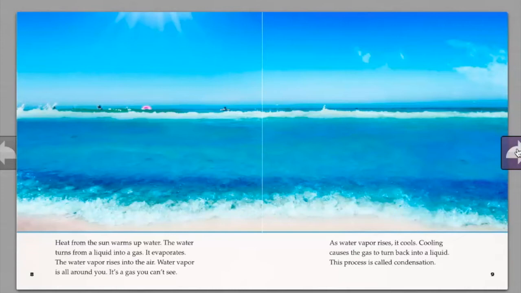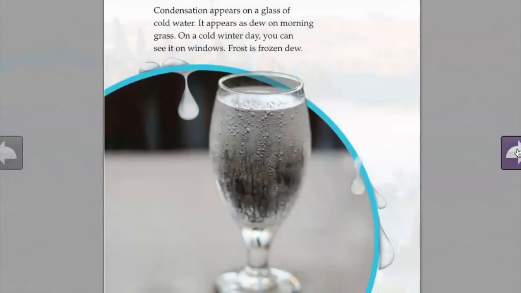As water vapor rises, it cools. Cooling causes the gas to turn back into a liquid. This process is called condensation. Condensation appears on a glass of cold water. It appears as dew on the morning grass. That's when the grass is wet in the morning, even if it hasn't rained. On a cold winter day, you can see it on the windows. Frost is frozen dew.